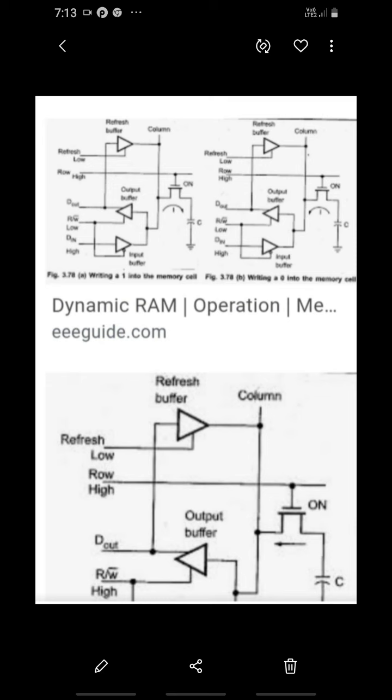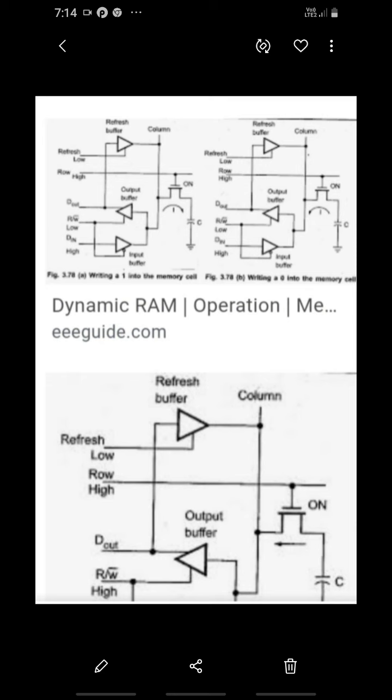So after every few milliseconds, extra hardware is required to control refreshing. That makes system design complicated. In static RAM, power consumption is more. In dynamic RAM, power consumption is less. Static RAM cost is more, dynamic RAM cost is low.